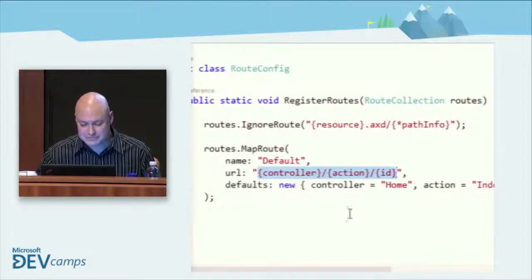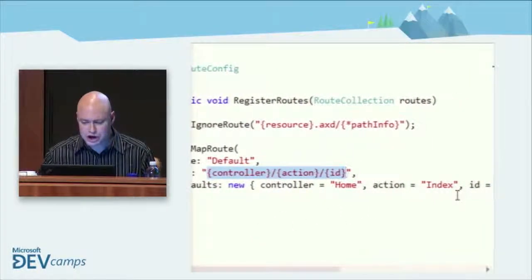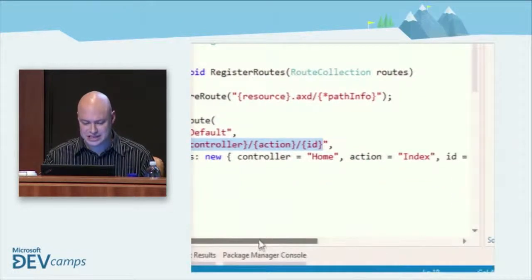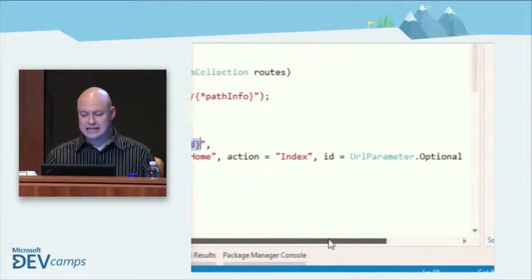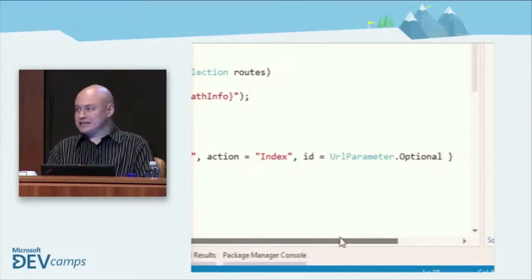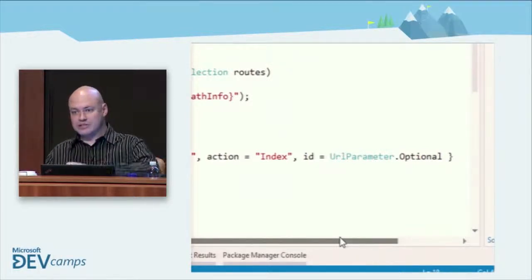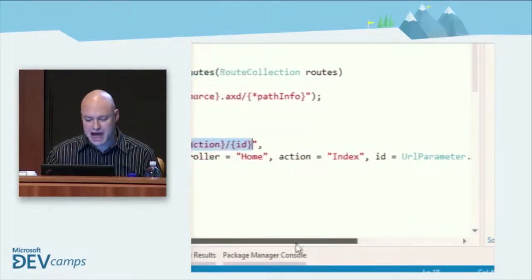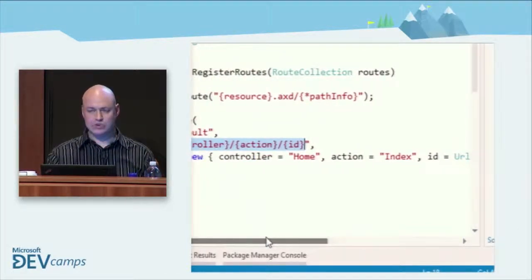Now, we have some defaults as well. Our default controller is home. Our default action is index. And our default ID is optional, meaning if you don't want to pass in an ID, that's okay, we're not going to enforce it. And then you can later, if you say this thing requires an ID, you can do that. Okay? So if I browse to the home page of this site, which controller action are we going to get?